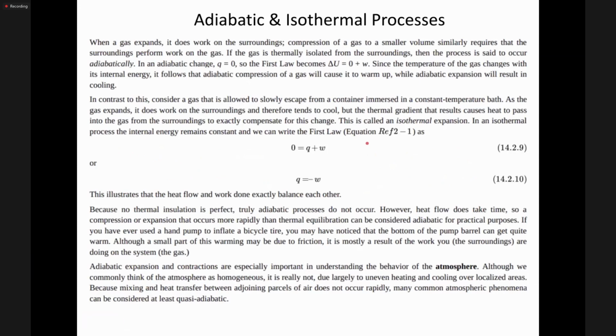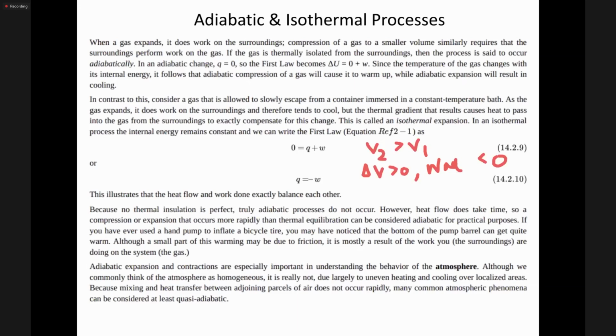For adiabatic expansion, V2 is greater than V1. So delta V will be greater than 0. If delta V is greater than 0, then W adiabatic will be less than 0, because W adiabatic is minus P external into delta V. Since delta V is greater than 0, minus P external into delta V will be less than 0, because the minus sign will remain.